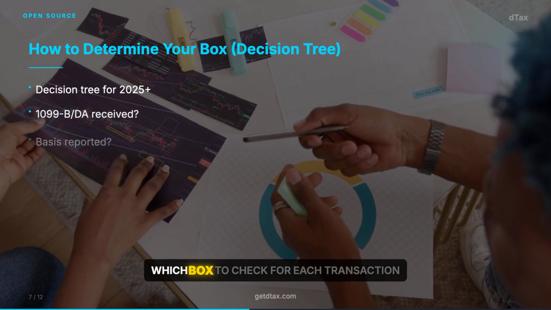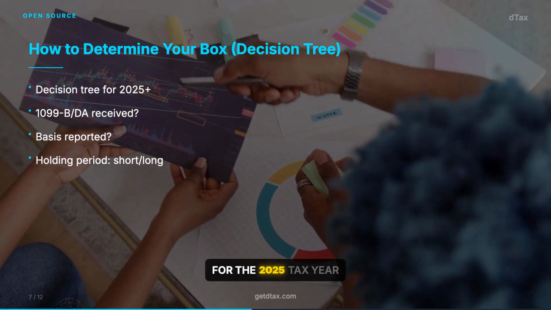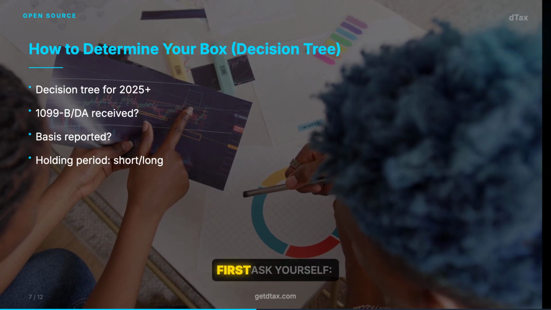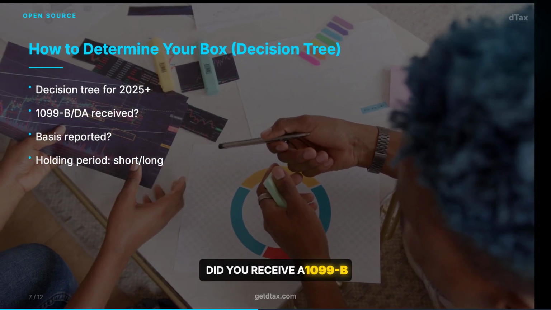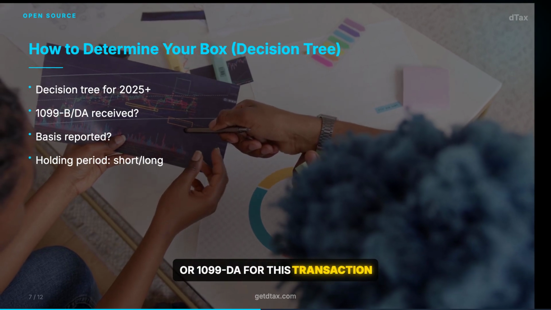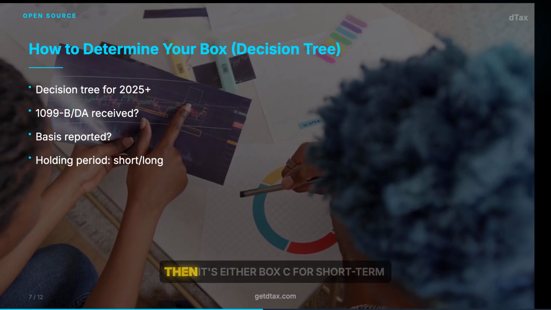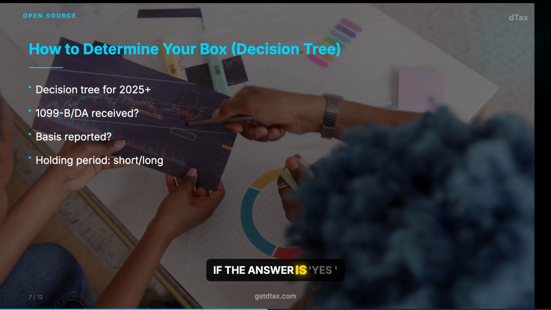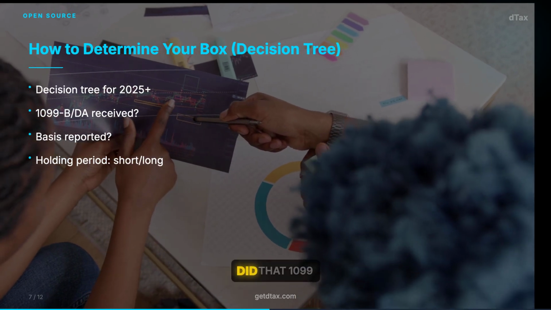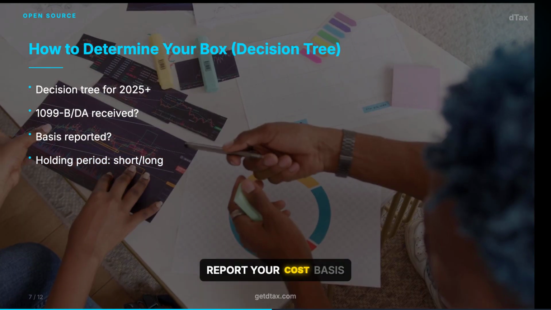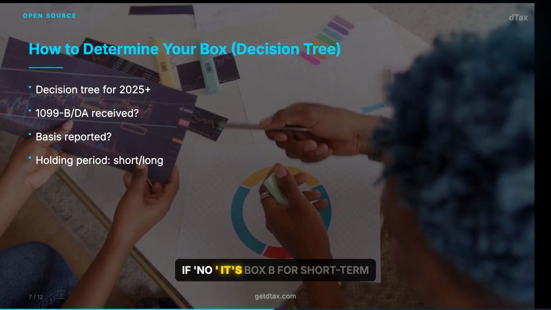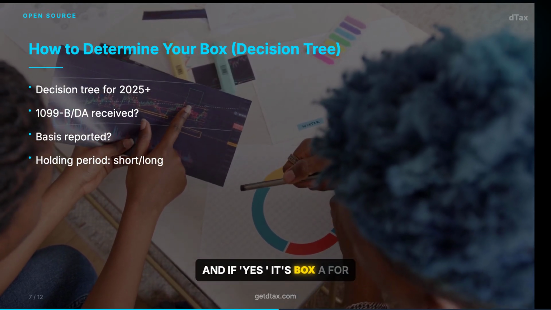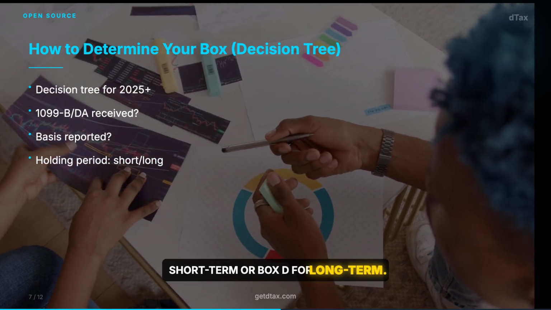So how do you figure out which box to check for each transaction? For the 2025 tax year and beyond, you can use a simple decision tree form. First, ask yourself, did you receive a 1099-B or 1099-DA for this transaction? If the answer is no, then it's either Box C for short-term or Box F for long-term. If the answer is yes, then your next question is, did that 1099 report your cost basis? If no, it's Box B for short-term or Box E for long-term. And if yes, it's Box A for short-term or Box D for long-term.